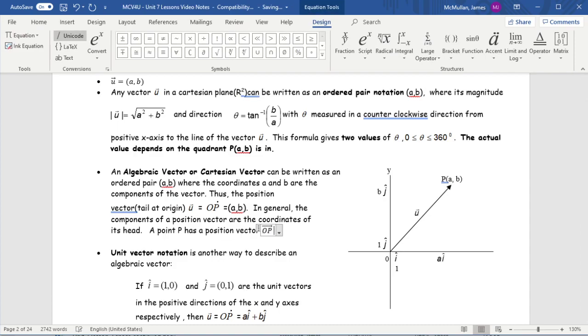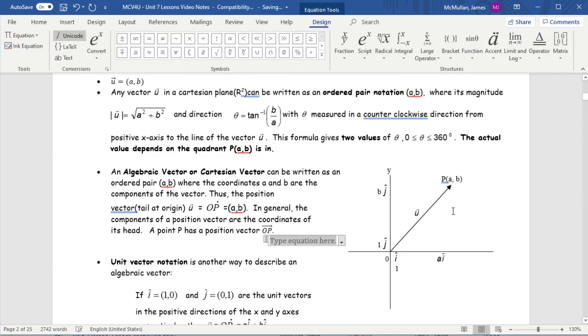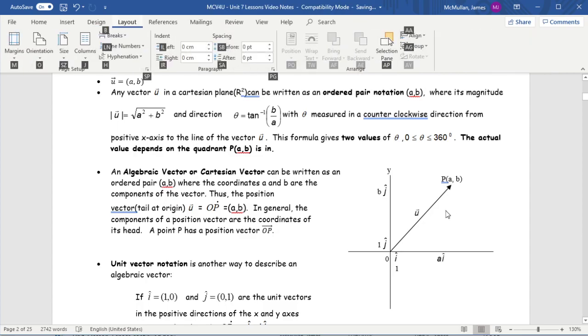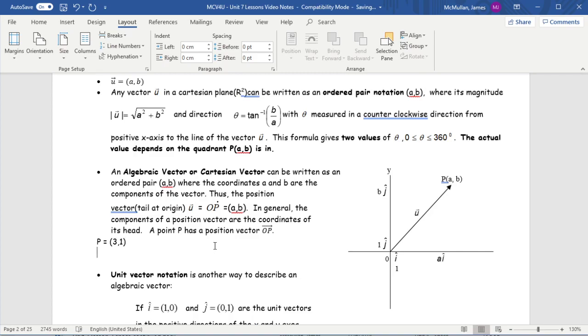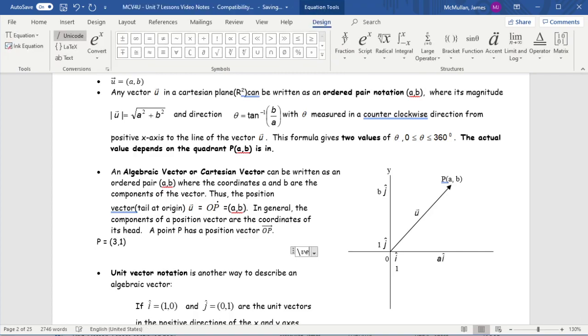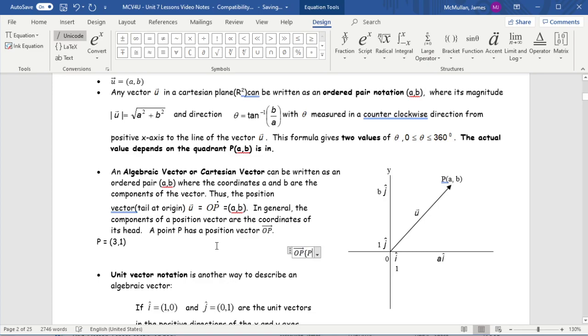Has a position vector OP. Now, this is where it gets a bit confusing for people. Let's work with an example. Let's say P is 3, 1. Let's say the point is 3, 1. The position vector OP is also 3, 1.